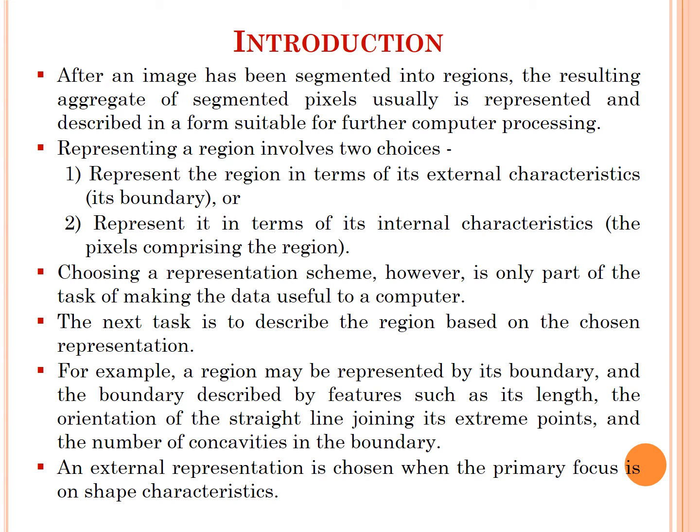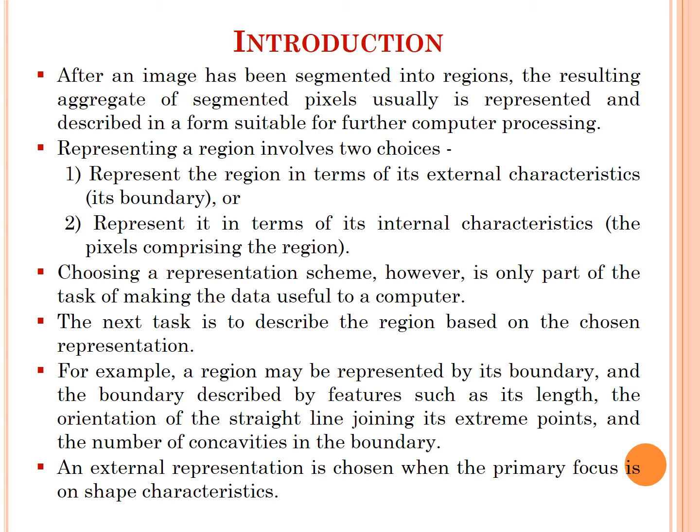Choosing a representation scheme, however, is only part of the task of making the data useful to a computer. The next task is to describe the region based on the chosen representation. For example, a region may be represented by its boundary and the boundary described by features such as its length, the orientation of the straight line joining its extreme points, and the number of concavities in the boundary.